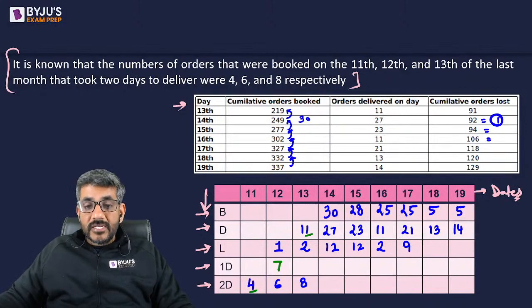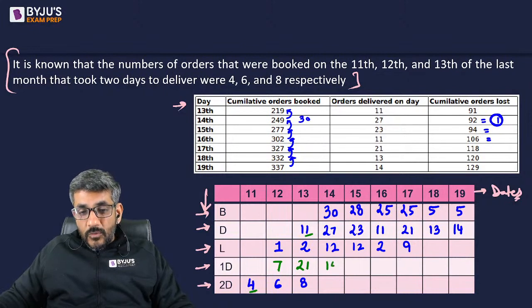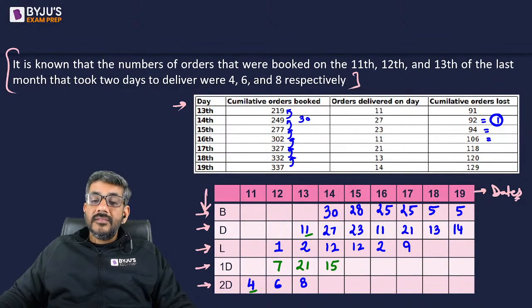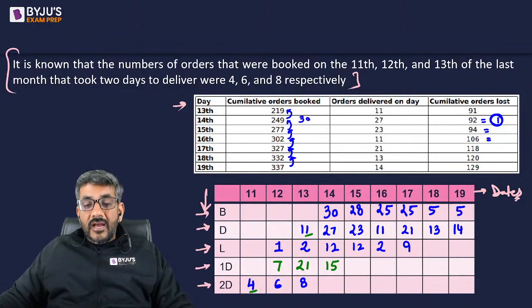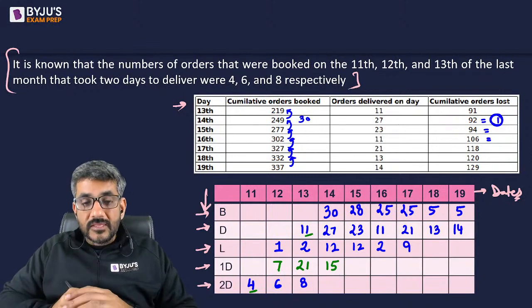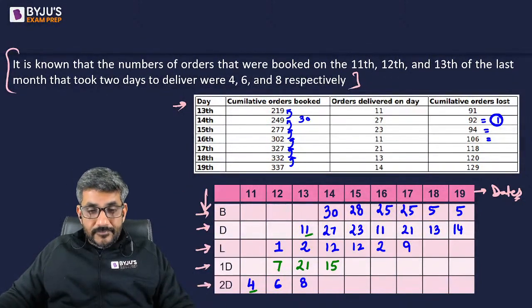Exactly by the same logic, this 27 minus 6, 21, were ordered here. Exactly by the same logic, this 23 minus 8, that is 15, were over here. Are you understanding my point? Out of these 23, 8 were over here. The 8 from here were delivered, so the remaining 15 were actually ordered on 14th. 8 plus 15 is 23. 6 plus 21 is 27. 4 plus 7 is equal to 11. This is all that we have got till now.